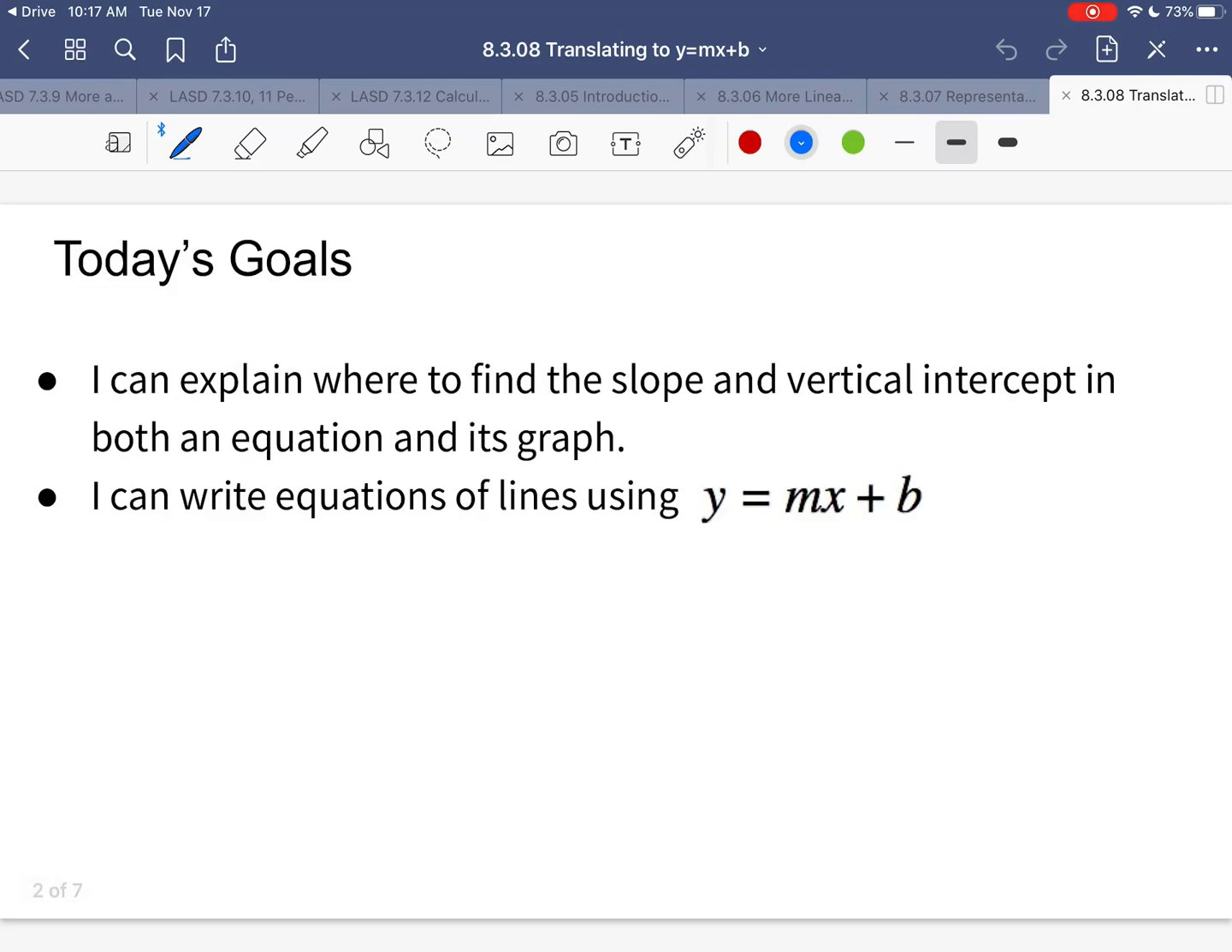The goals of today's lesson are that you can explain where to find the slope and the vertical intercept on both an equation and a graph, and that you can write equations using y = mx + b when you have the slope and the intercept, the vertical intercept, that is.